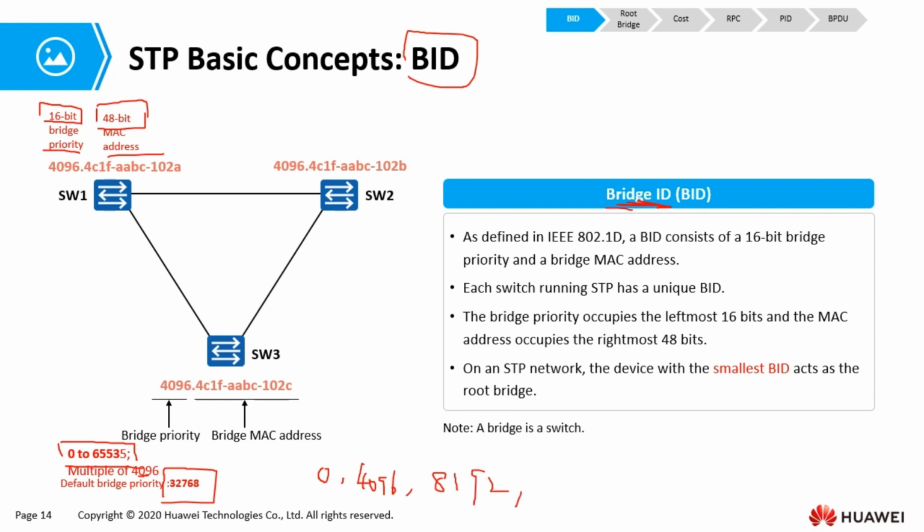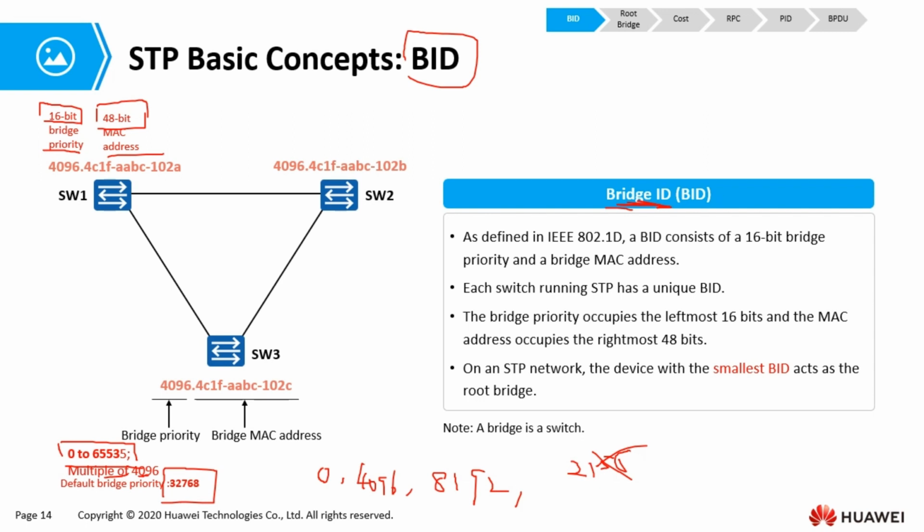Okay, as long as they are multiples of 4096. So you cannot put 2155. No. Why? Because it's not a multiple of 4096. So this is how you are going to set the bridge ID.